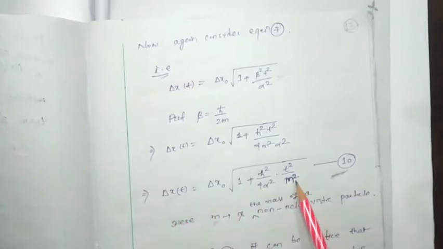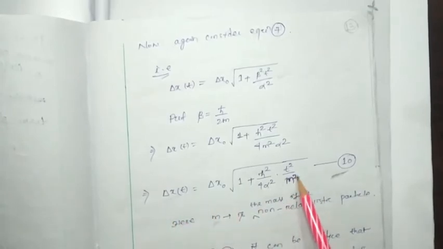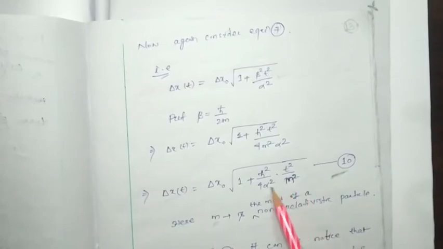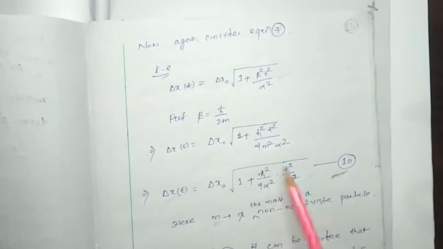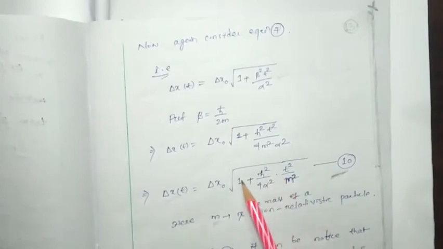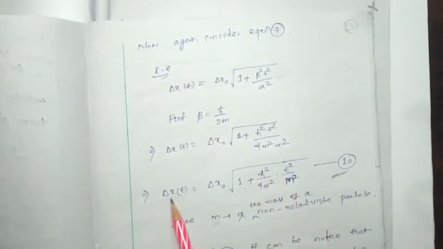If we consider the mass to be very less, then this will be a significant factor we can get, and it will be added to 1, which means Δx(t), or the spreading, will increase.